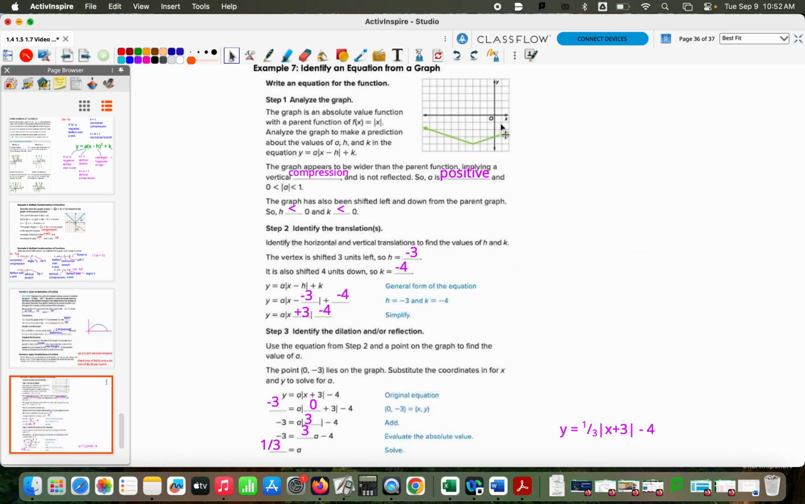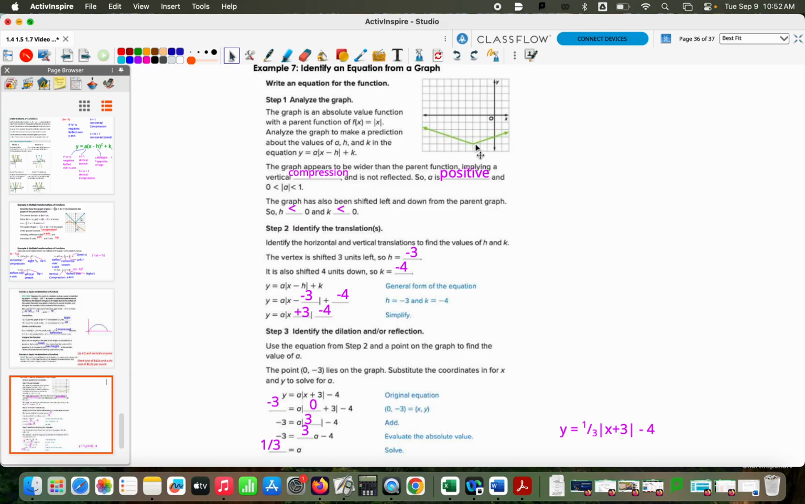All right, we could also come up with an equation from a graph. So we're just going to notice some things. Okay, it's a V shape, so it's absolute value. We have a general format. It looks a little wider, like it's been compressed. So I'm going to assume there's some sort of vertical compression. And that A would be positive because it opens up. It does not look like it's been reflected. So in this case, it's moved left and down. So I know H and K would both be less than 0. They'd have to be negatives.